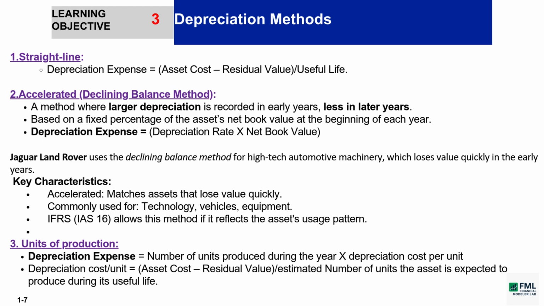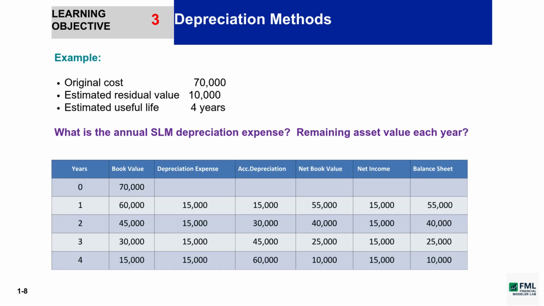Third, units of production. Depreciation expense equals number of units produced during the year multiplied by the depreciation cost per unit. Depreciation cost per unit equals asset cost less residual value, divided by the estimated number of units the asset is expected to produce during its useful life. If the machinery costs £70,000, has a residual value of £10,000 and a 4-year life, under straight line depreciation, the company would record £15,000 per year.